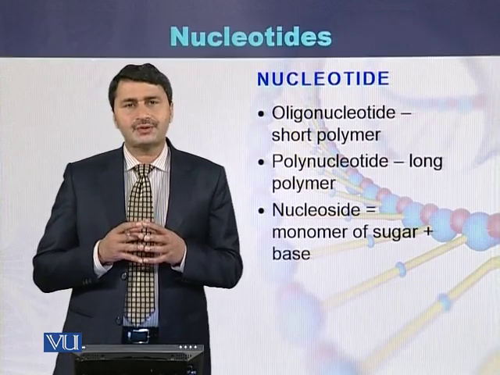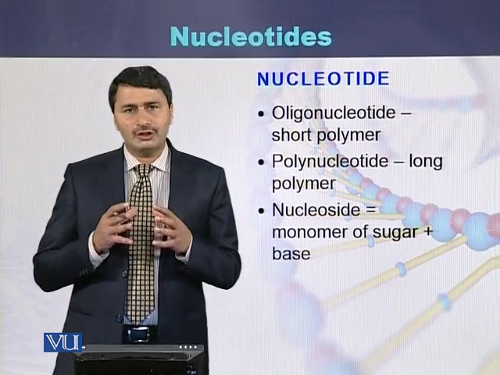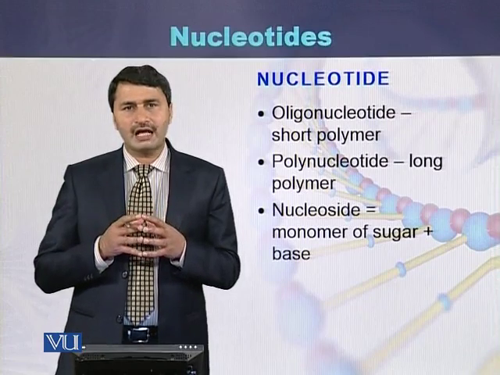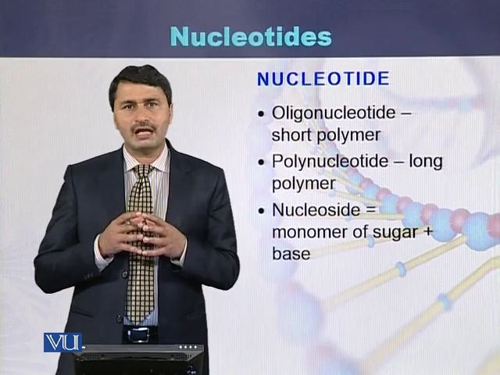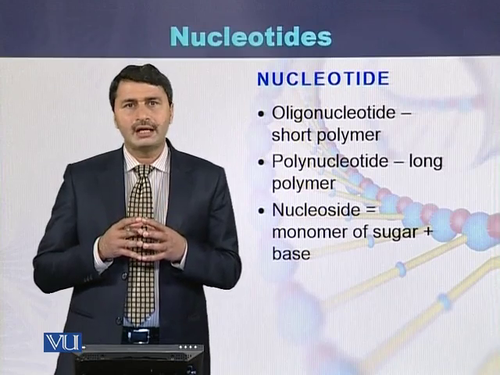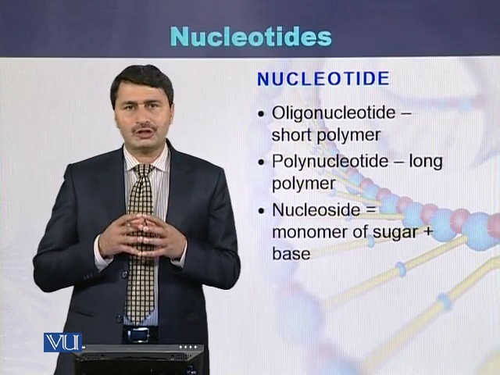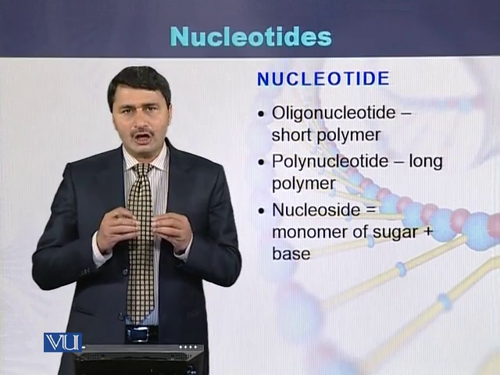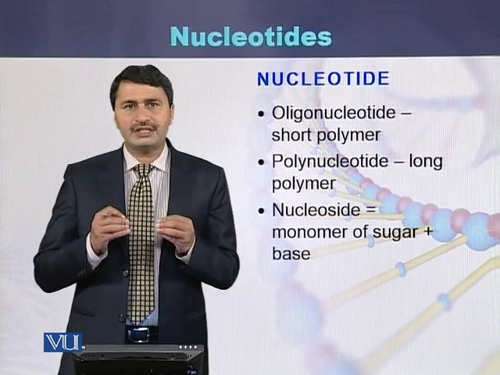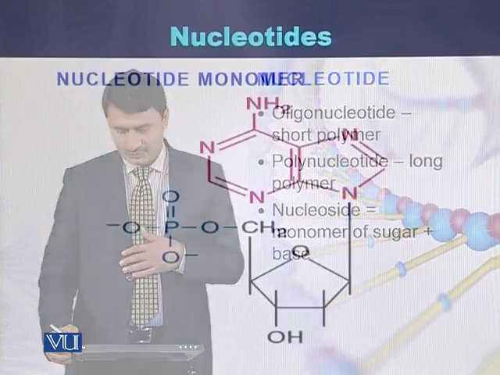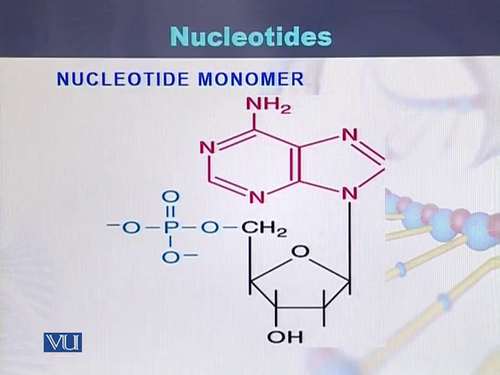There are two types of nucleotides. One is called oligonucleotide and the second one is called polynucleotide. Polynucleotide means a long chain of nucleotides which are joined with each other. On the other hand, a nucleoside is the combination of sugar and base.